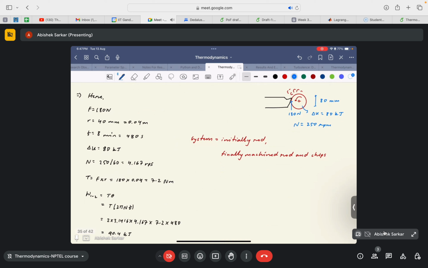Now to find the net torque, we get that T is equal to F times the radius of the workpiece. So we'll get T is equal to 180 into 0.04. That basically gives us 7.2 Newton meter.